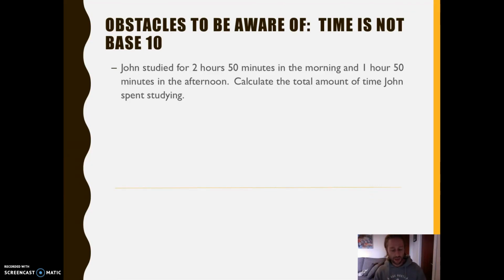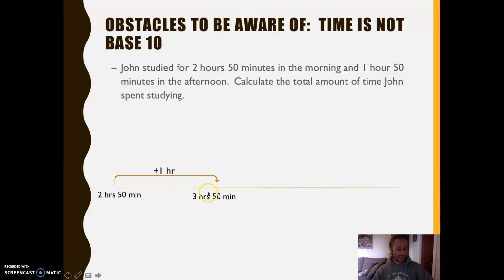So here's my empty number line here. The first thing I would do is I would have the children put the first time on that empty number line, so 2 hours 50. And now we're going to be adding on the 1 hour 50. So the easiest thing for me to do is just to add on 1 hour straight away, and that gets me to 3 hours 50. And that leaves me with the last 50 minutes that I need to add on.